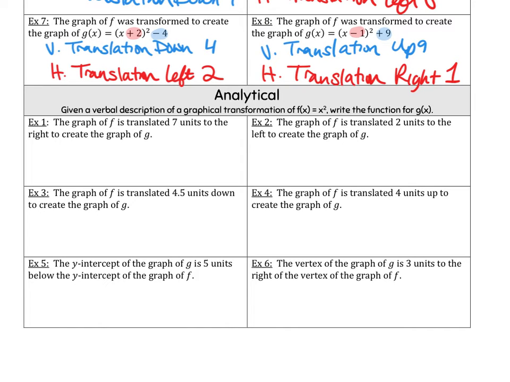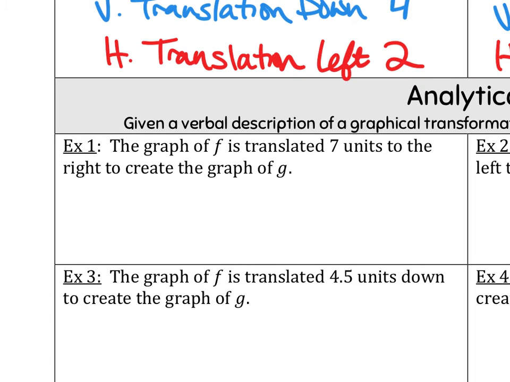It says the graph of f is translated 7 units to the right to create the graph of g. We want to write the equation for g, comparing it to the parent function. For sure, it's always going to start off with g of x equals. We know that part. They said to name it g. We got that part. It says to translate it 7 units to the right.